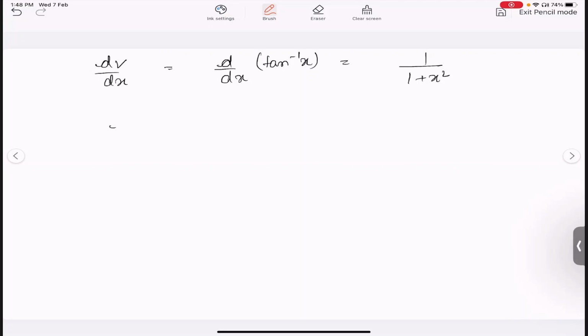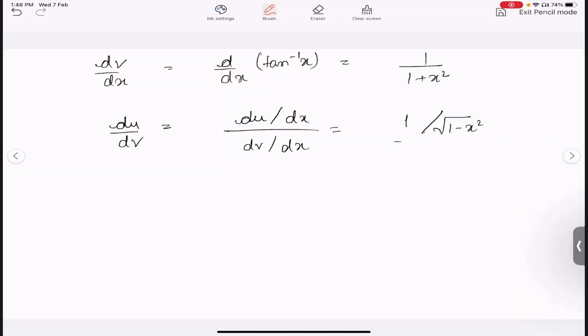So du by dv, that is the derivative of sine inverse x with respect to tan inverse x, will be equal to du by dx by dv by dx, that is equal to 1 by square root of 1 minus x square divided by 1 by 1 plus x square, that is equal to 1 plus x square by square root of 1 minus x square. So this is the derivative of sine inverse x with respect to tan inverse x. Let's do another example.